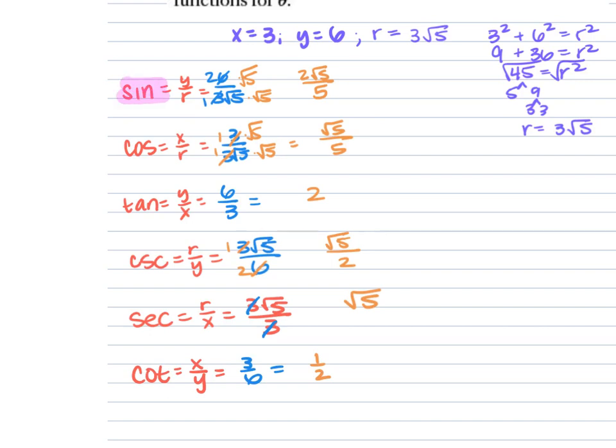So our sine is 2 square root 5 over 5. Our cosine is square root 5 over 5. Our tangent is 2. Our cosecant is square root 5 over 2. Our secant is the square root of 5. And then our cotangent is 1/2.